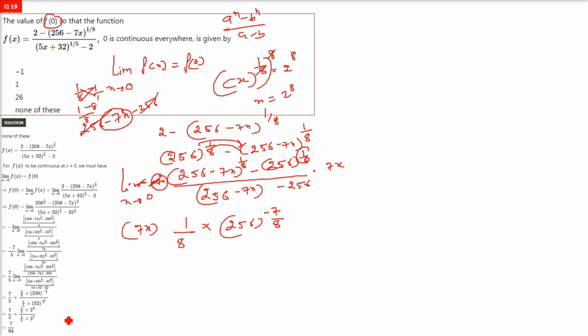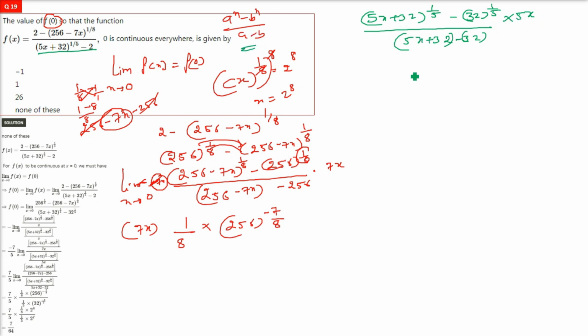Coming to the denominator now. Let me change the color so that you know that we are dealing with the denominator right now. We have (5x plus 32) raised to the power 1 by 5 minus 2 here. So 32 to the power 1 by 5 is 2. So here you can directly write 32 raised to the power 1 by 5. In the denominator, 5x plus 32 minus 32. So this is 32, we have introduced this by ourselves. So the numerator will be 5x, because ultimately we have to cancel these two.